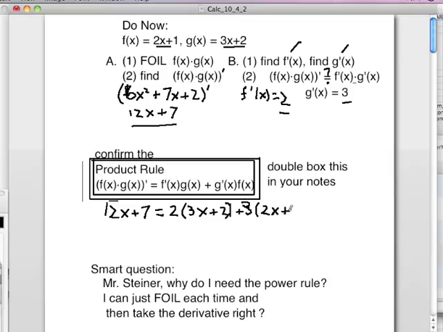And if you multiply these terms out, 2 times 3x plus another 3 times 2x, that's 6x plus 6x, that's 12x. I'm skipping some steps just because my pen is so slow. 2 times 2 is 4, plus another 3 times 1 is 7. So we just confirmed the product rule here.